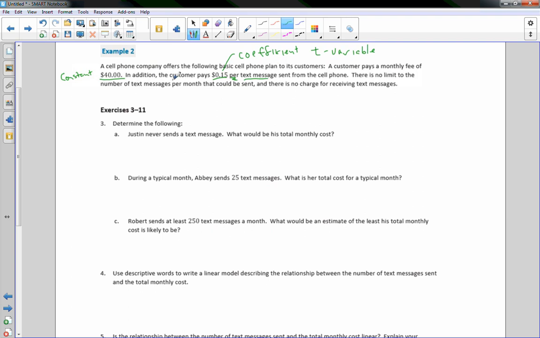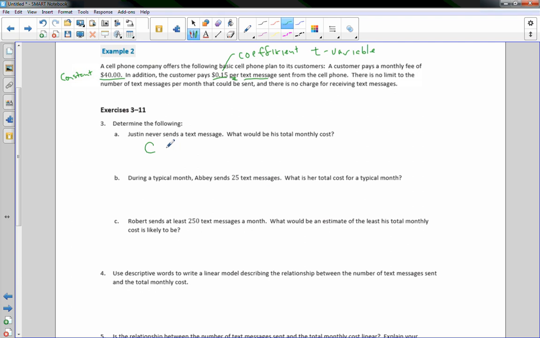There is no limit on the number of text messages per month that could be sent, and there is no charge for receiving text messages. It's just sending. Determine the following. Justin never sends a text message. What would be his total monthly cost?